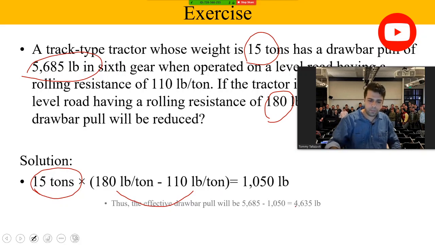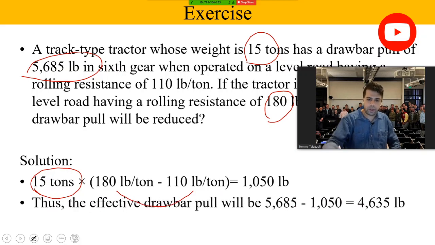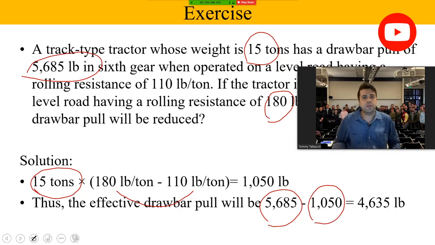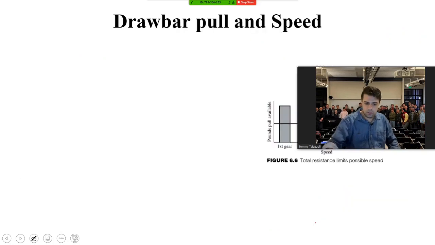maximum drawbar pull. So the drawbar pull was this much, but this much will be consumed for overcoming the rolling resistance. In fact, once again, the total resistance here is just the rolling resistance as the grade resistance is 0. All right.